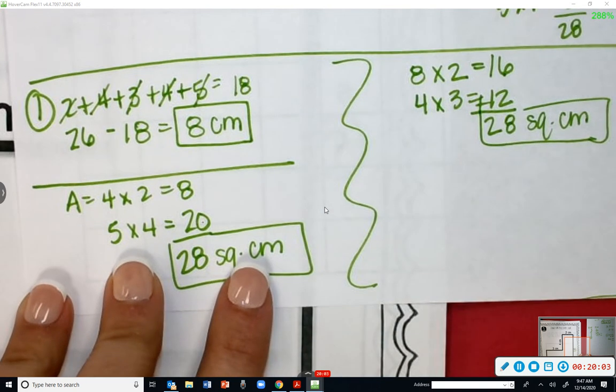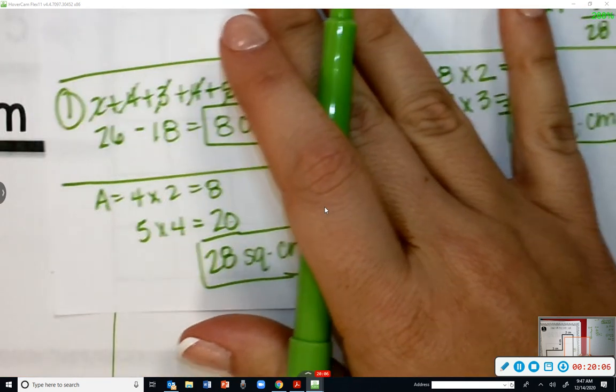Okay? So perimeter, we add all the sides. Area is what?